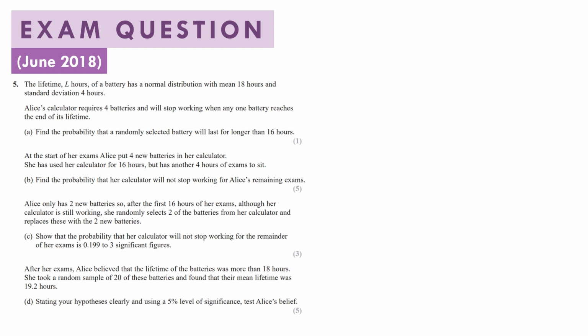Now, for part C, Alice only has 2 new batteries, so after the first 16 hours of her exams, although her calculator is still working, she randomly selects 2 of the batteries from the calculator and replaces these with the 2 new batteries. Show that the probability that her calculator will not stop working for the remainder of her exams is 0.199 to 3 significant figures. So, for these new batteries, we need to find the probability that these will last more than 4 hours. So the probability that L is greater than 4.